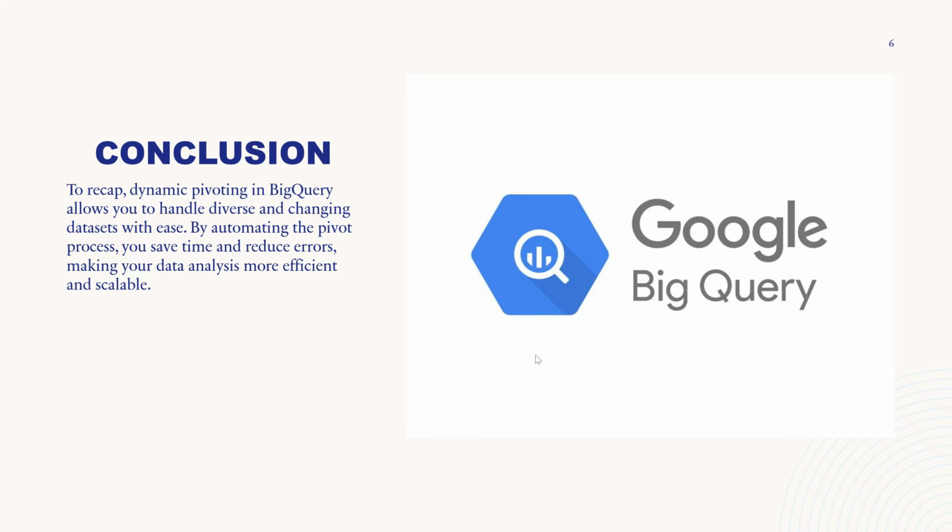So to recap, dynamic pivoting in BigQuery allows you to handle diverse and changing datasets with ease. By automating the pivot process, you can save time and reduce errors, making your data analysis more efficient and scalable.